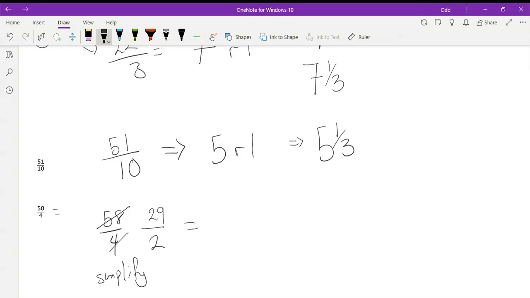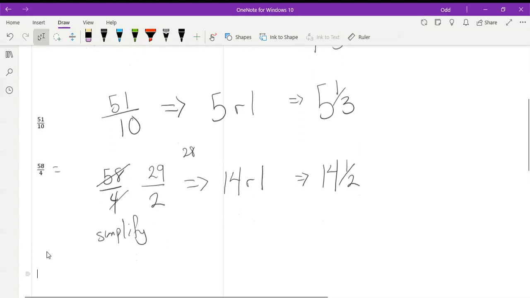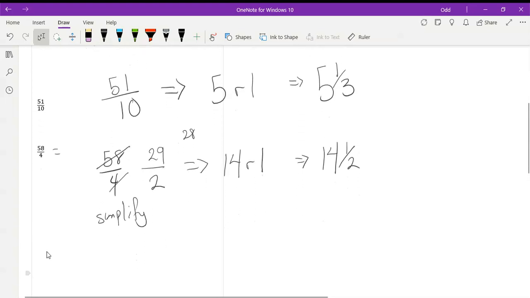So what is 29 divided by 2? That would be 14, with a remainder of 1, because 14 times 2 is 28. So it's going to be 14 with a remainder of 1. If we write that as a mixed fraction, that will be 14 1 over 2.